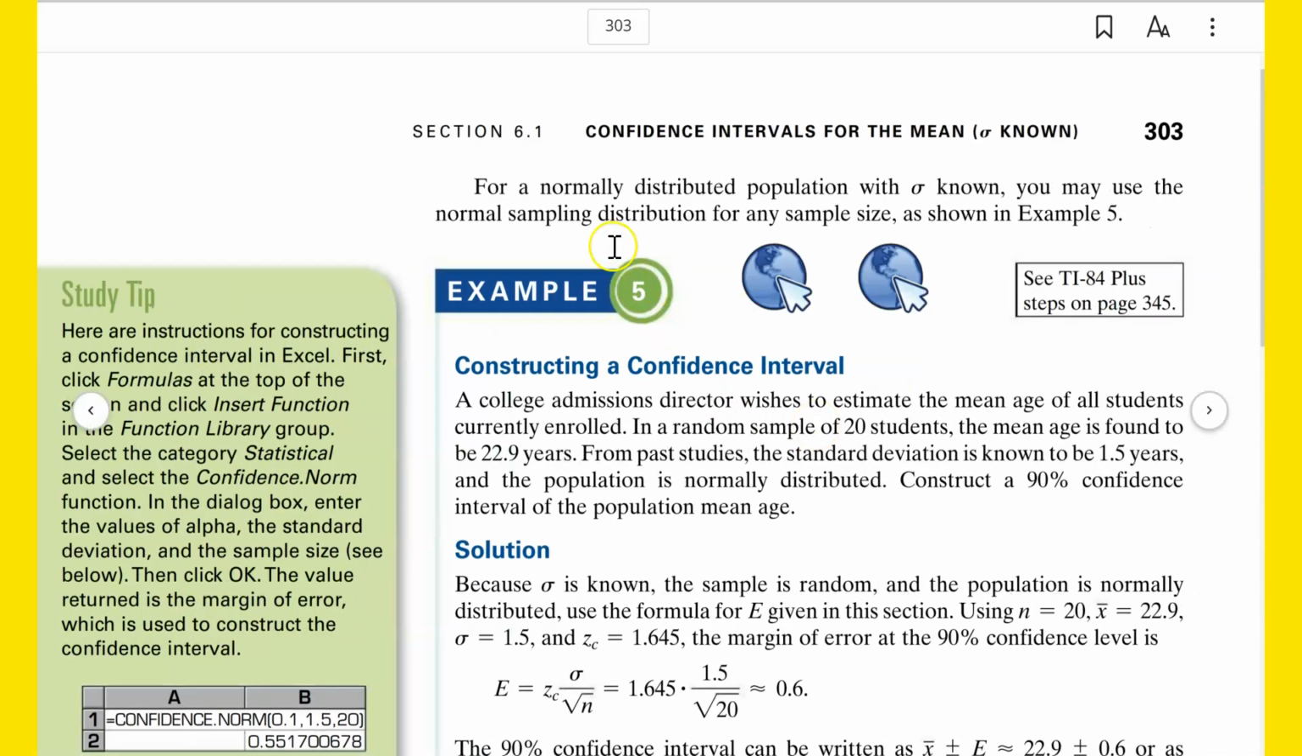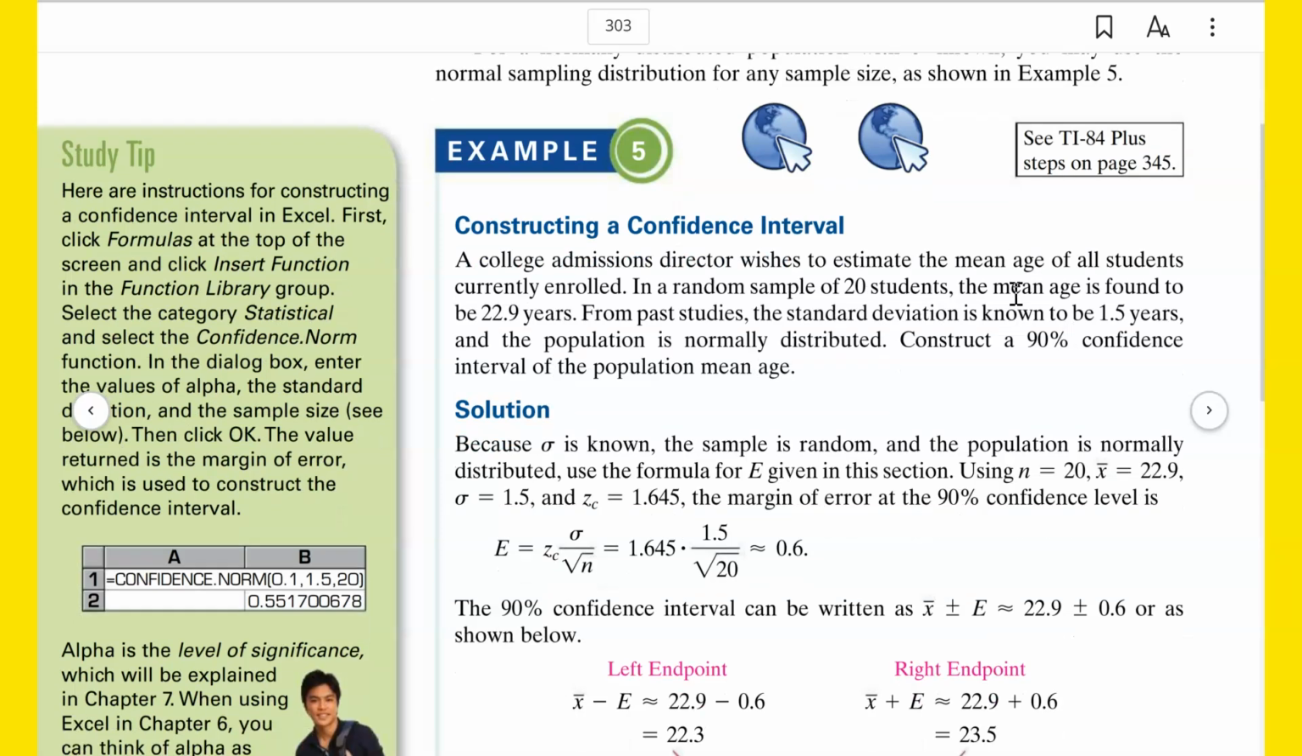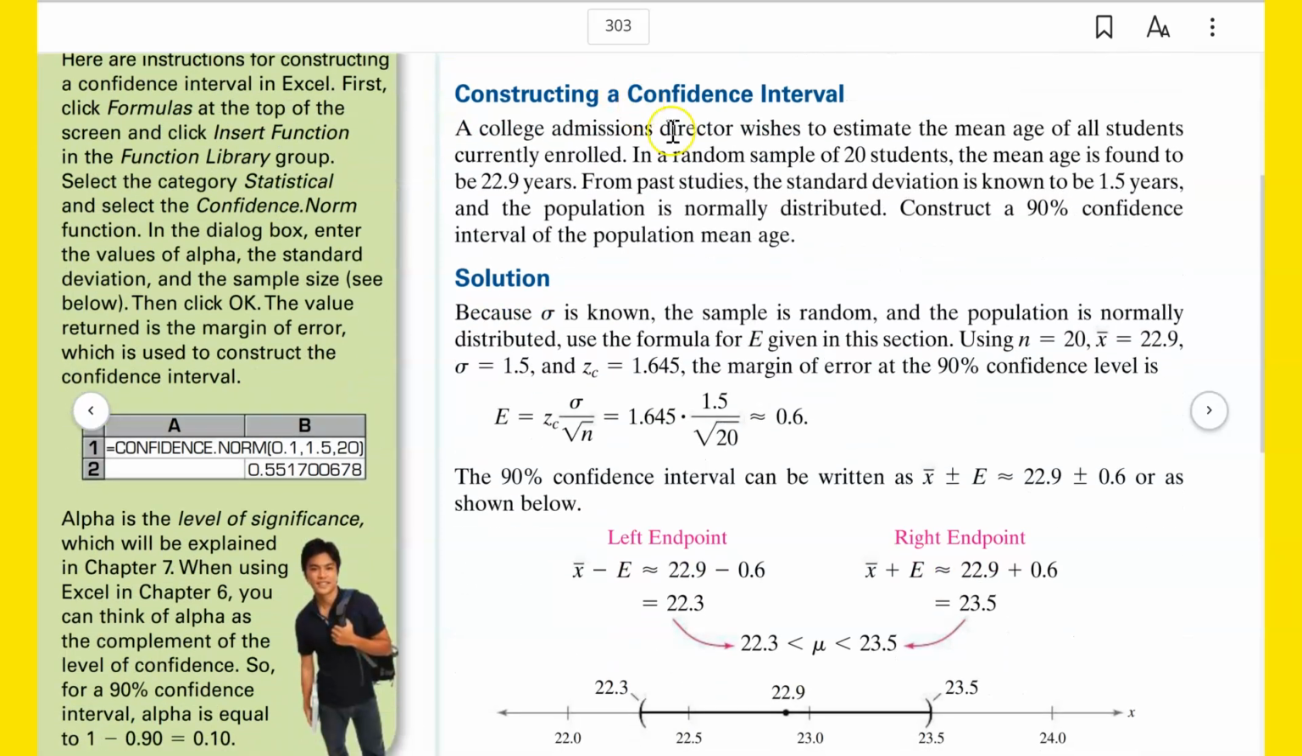All right. For a normally distributed population with sigma known, you may use the normal sampling distribution for any sample size, as shown in this next example, example 5. A college admissions director wishes to estimate the mean age of all students currently enrolled. In a random sample of 20 students, the mean age is found to be 22.9 years. From past studies, the standard deviation is known to be 1.5 years and the population is normally distributed. Construct a 90% confidence interval of the population mean age.